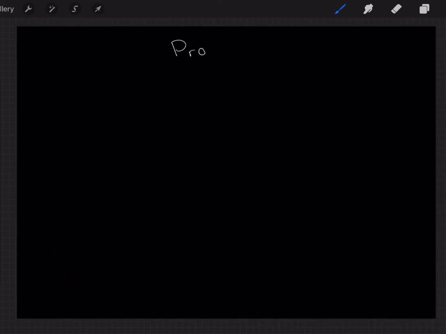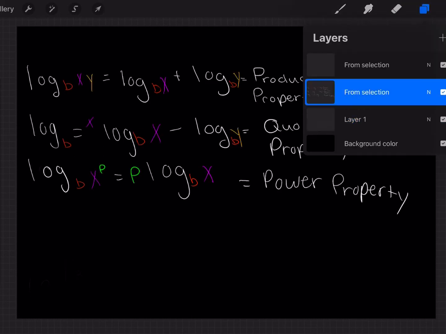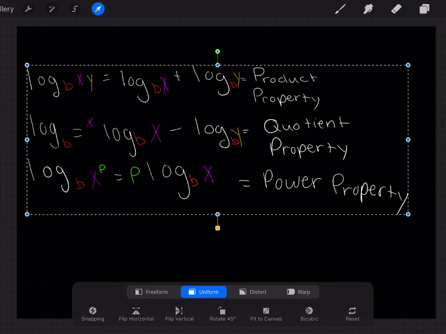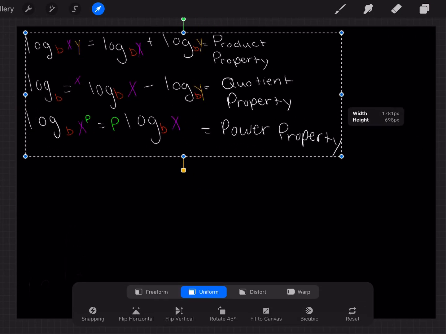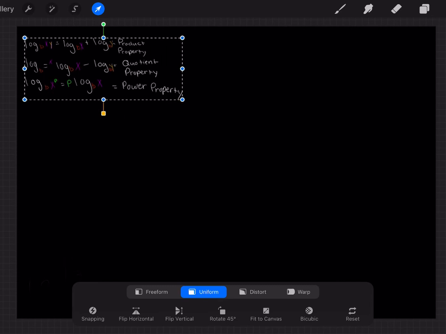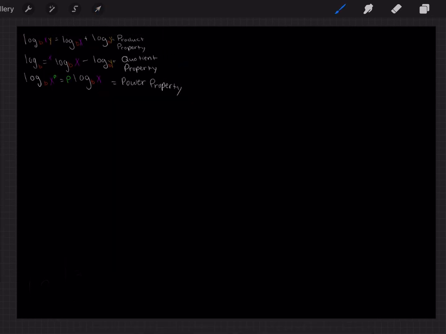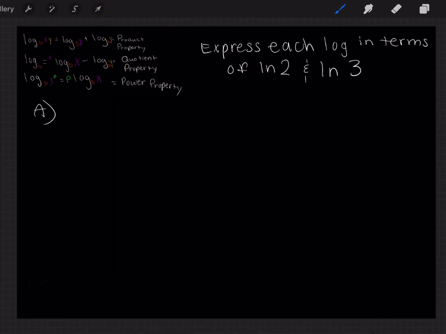Now, our properties of logarithms. Just take a minute to look at some of these, and then I'm going to just put them up in the corner as we continue on with our example problems, just to reference when needed. So one of the common things you'll get asked is to express each log in terms of a number. So, for example, this one, express each log in terms of ln of 2 and ln of 3. So our first problem is ln of 54.